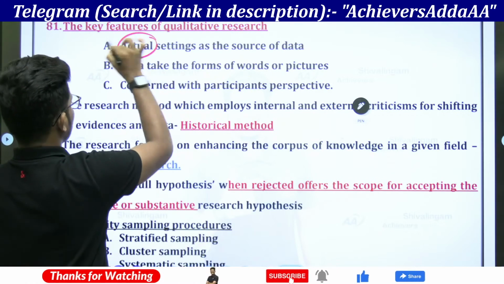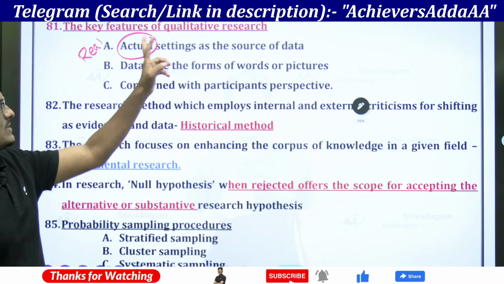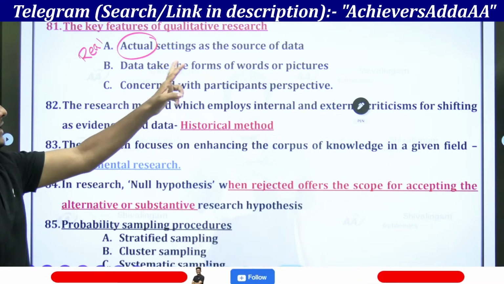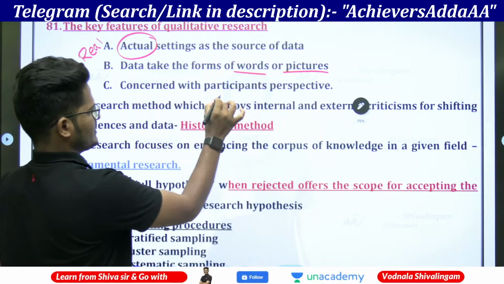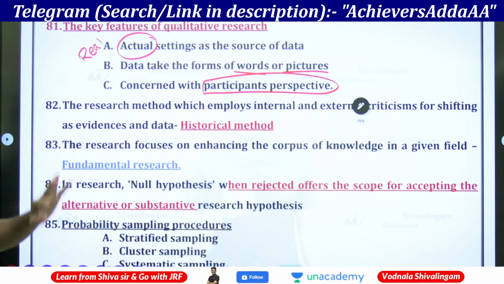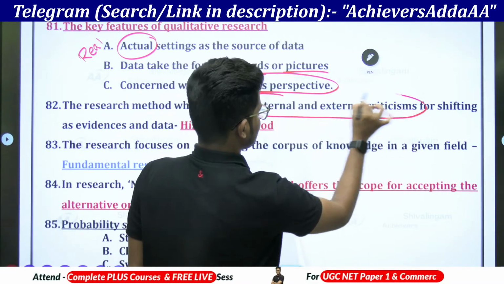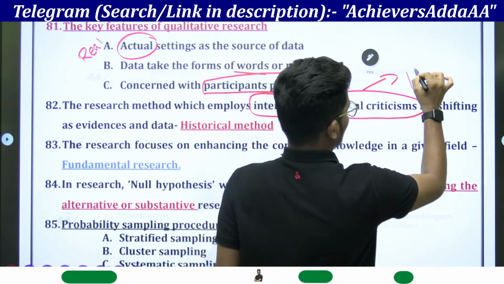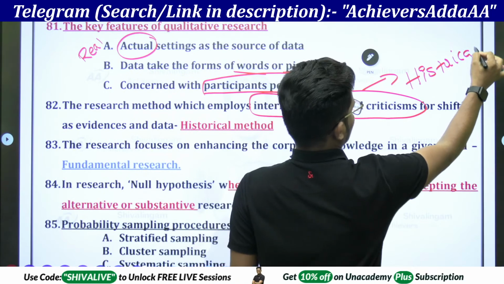Next, the key features of qualitative research. Actual settings means real or natural settings. Natural settings come under qualitative. Data takes the form of words or pictures, concerned with participant perspective, ethnographical study. And the research method which employs internal and external criticism, wherever criticism is coming, that is called the historical method of research.